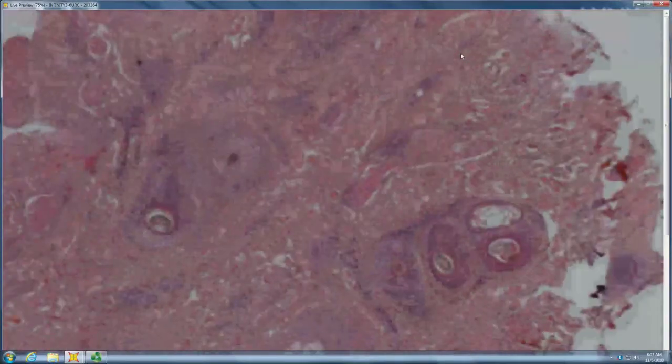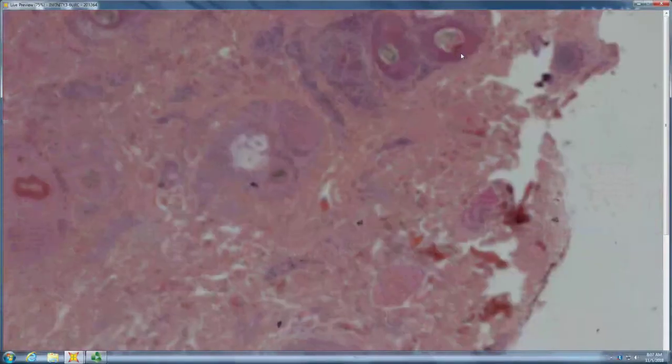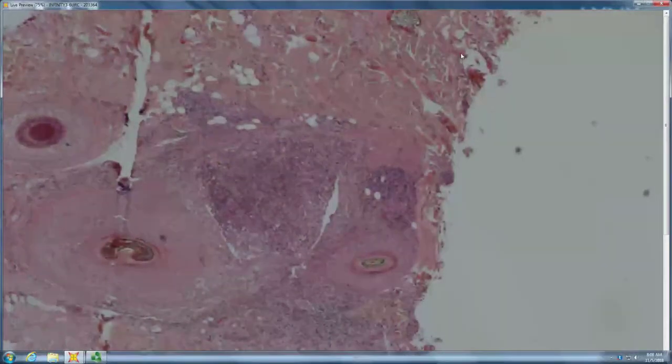An inflammatory infiltrate, trying to decide what's in it. So that one looks suppurative.